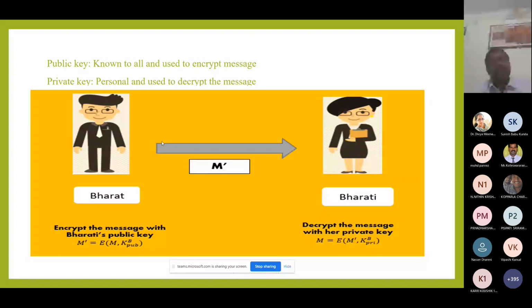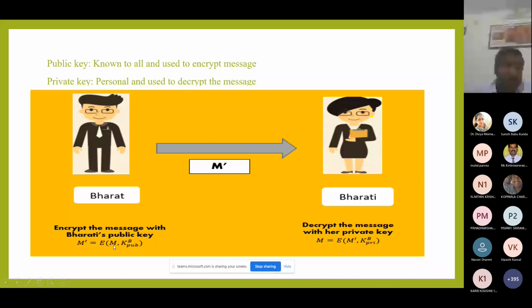So suppose Bharat wants to send a message to Bharti. Everyone has their private key. Bharat also has his private key. Bharti also has her private key. Everyone sends their public key to the pool. So Bharat knows the public key of Bharti. So what will he do? He has a message to send. Suppose Bharat wants to send a message M.